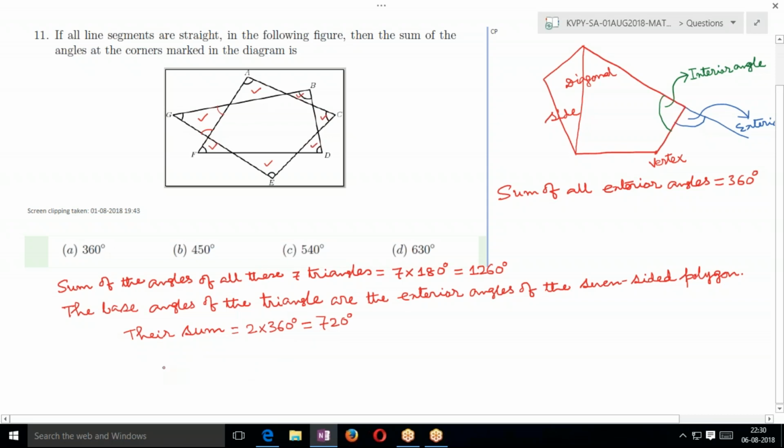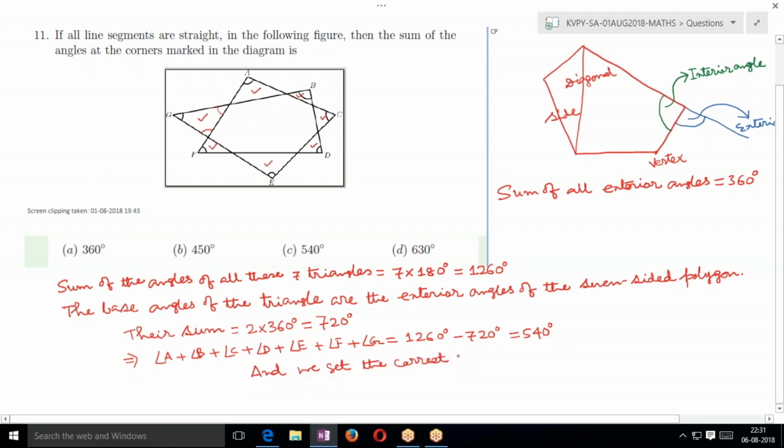So then what is the sum of all these angles at the vertices? That means angle A plus angle B plus angle C, plus angle D plus angle E plus angle F plus angle G is equal to 1260 minus 720 degree, that is actually coming as 540 degree, and we get the correct option as C.